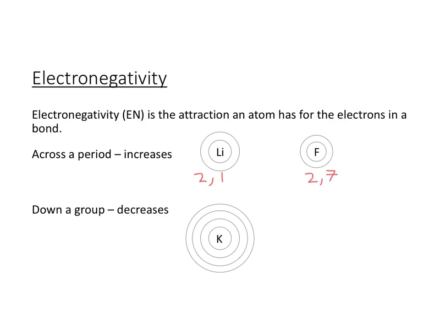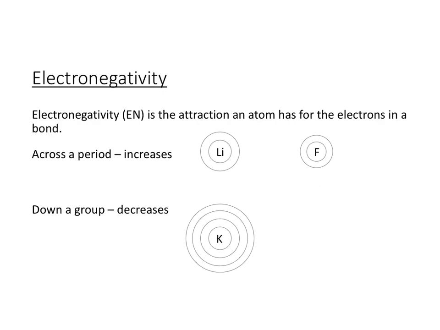The shielding effect or the screening effect due to the inner shell electrons is the same for both of these elements. They both have one full inner shell. That inner shell is full for both of them, so the shielding of the nucleus is the same. The difference though is that lithium only has 3 protons, whereas fluorine has 9 protons. So there's a stronger pull from the nucleus for fluorine, which means its own electrons are held more tightly, but it also means that it's very good at pulling electrons from another element as well. It's very good at attracting the electrons in a bond.